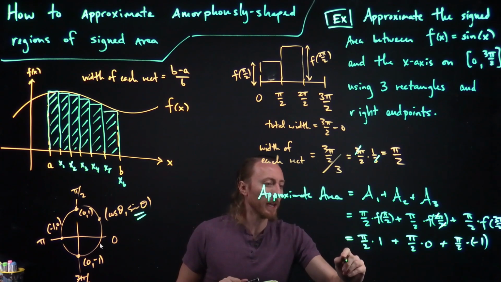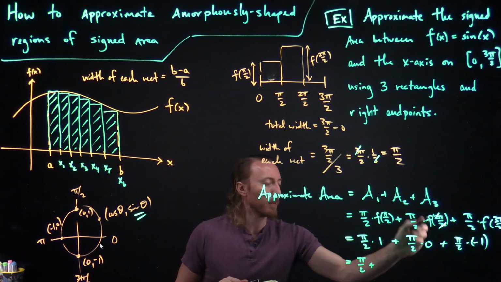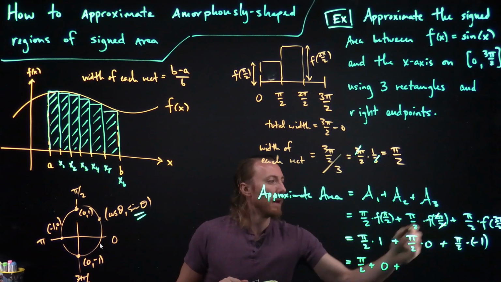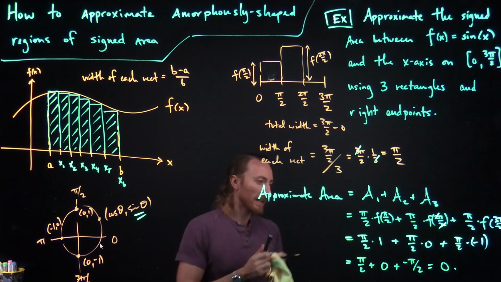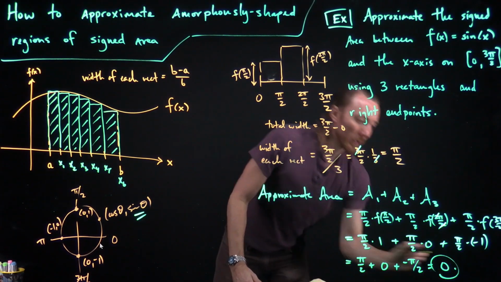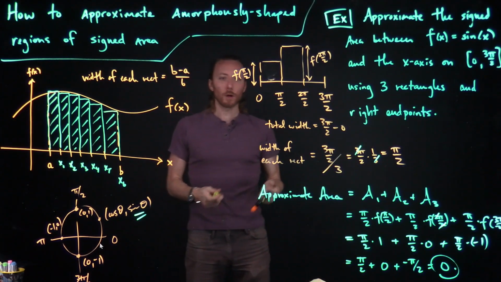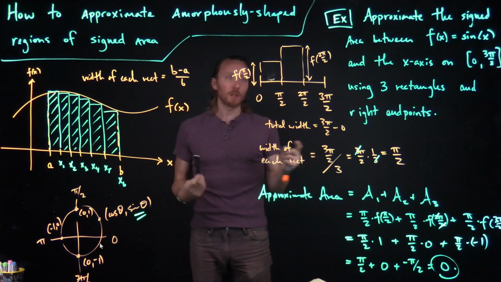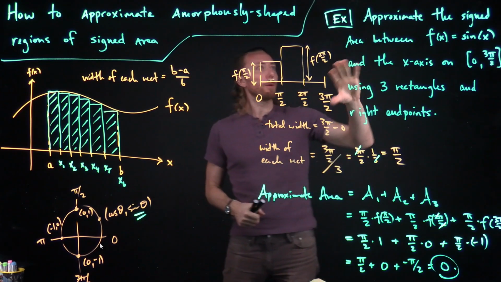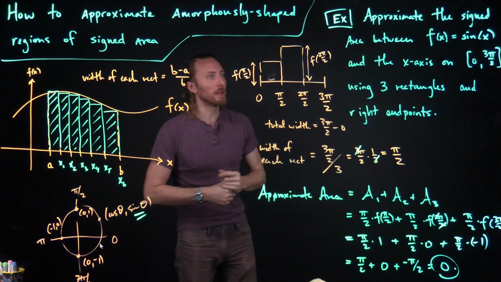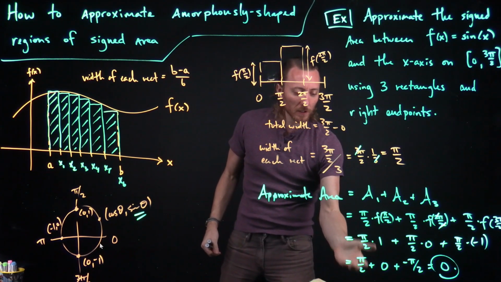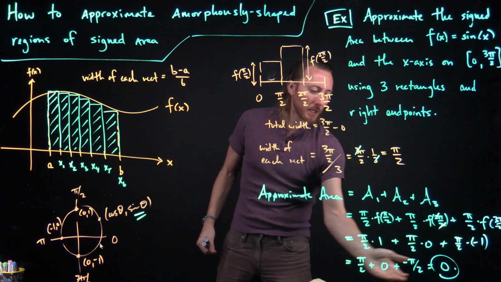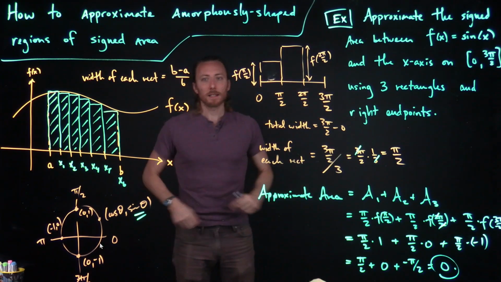So piecing this all together, we get pi over 2 times 1, which is pi over 2, we get pi over 2 times 0, which is 0, and then pi over 2 times minus 1, which is minus pi over 2. Add it all together, and we get 0, which, well, this seems like a whole lot of work for nothing, but that nothing is actually meaningful here, right? Because when we are approximating the signed area between this function's graph and the horizontal axis, incidentally, we had rectangles above the horizontal axis with exactly as much area as rectangles below.